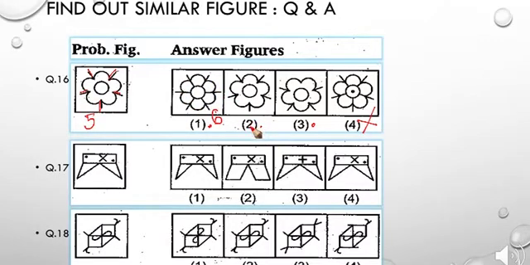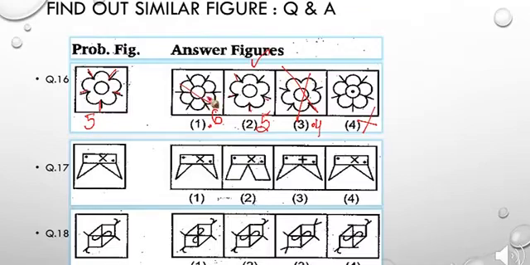In answer figure 2, 1, 2, 3, 4, 5. There are 5 lines given, so this could potentially be the answer. In the next option, option 3, 1, 2, 3, there are 4 lines, so this can never be the answer because we require 5 lines. So this is also ruled out.